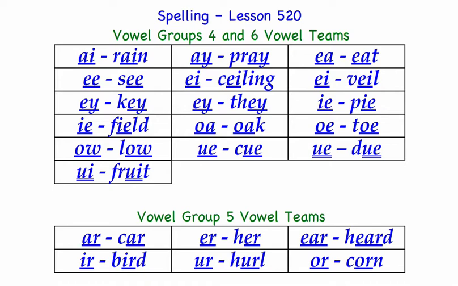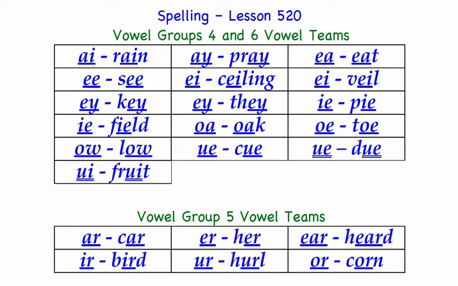First of all, the difference between vowel group 4 and vowel group 6 is this. When two vowels join together and form a team, if the first vowel represents its long sound, that is considered to be a vowel group 4 team. If two vowels join together and form a team, and the first vowel does not represent its long sound, then that team is considered to be a vowel group 6 team. That is the only difference between vowel group 4 and vowel group 6.